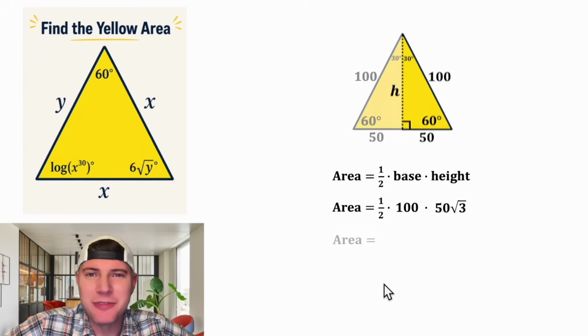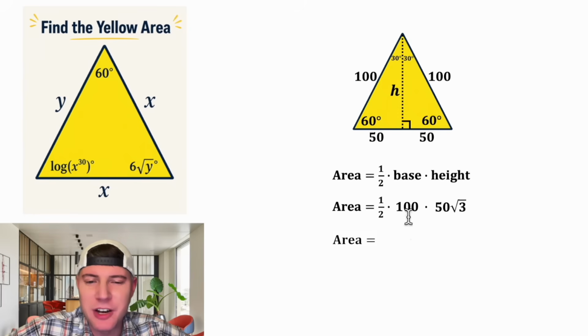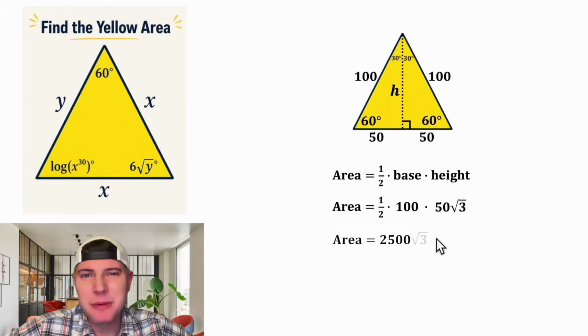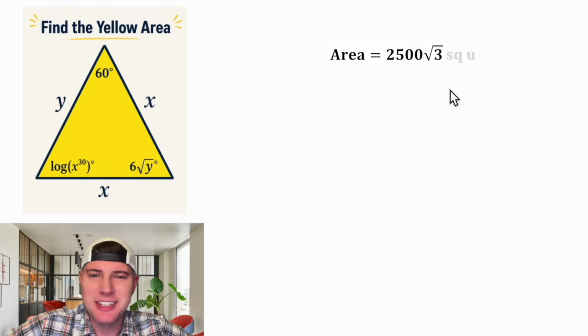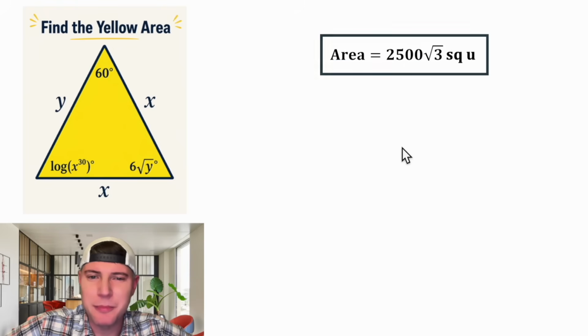And now we're ready to find the area. 1/2 times 100 times 50 is equal to 2,500. And this is still going to be multiplied by the square root of 3. And this is the answer to our question. Let's give it a label of square units and put a box around it. In this given yellow triangle, the area is equal to 2,500 root 3 square units.